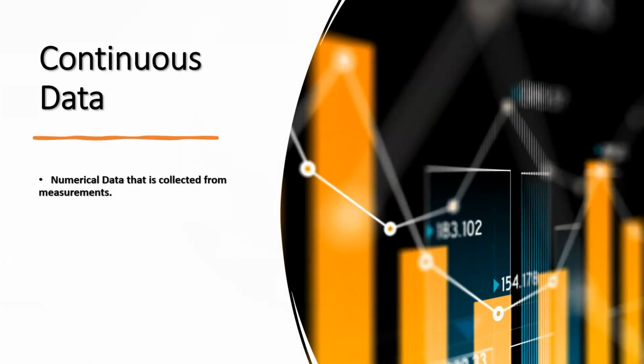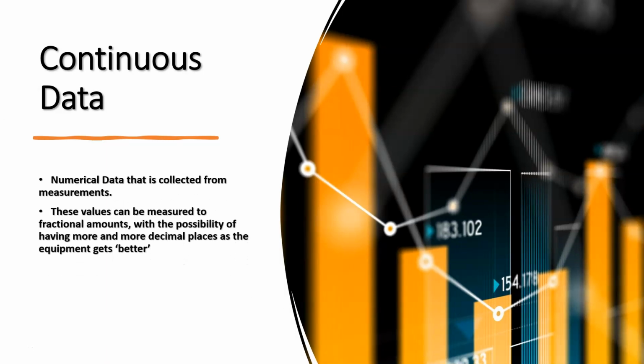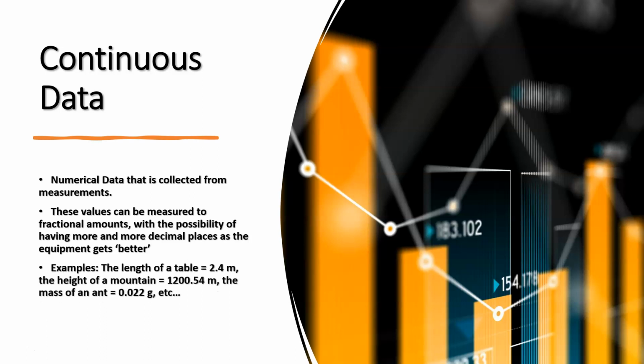With our continuous data, this is numerical data that is collected from measurements. So these values can be measured to fractional amounts with the possibility of having more and more decimal places as the equipment gets better and more precise. Okay, so some examples. The length of a table is 2.4 meters. The height of a mountain, 1,200.54 meters. The mass of an ant, 0.022 grams. Okay.